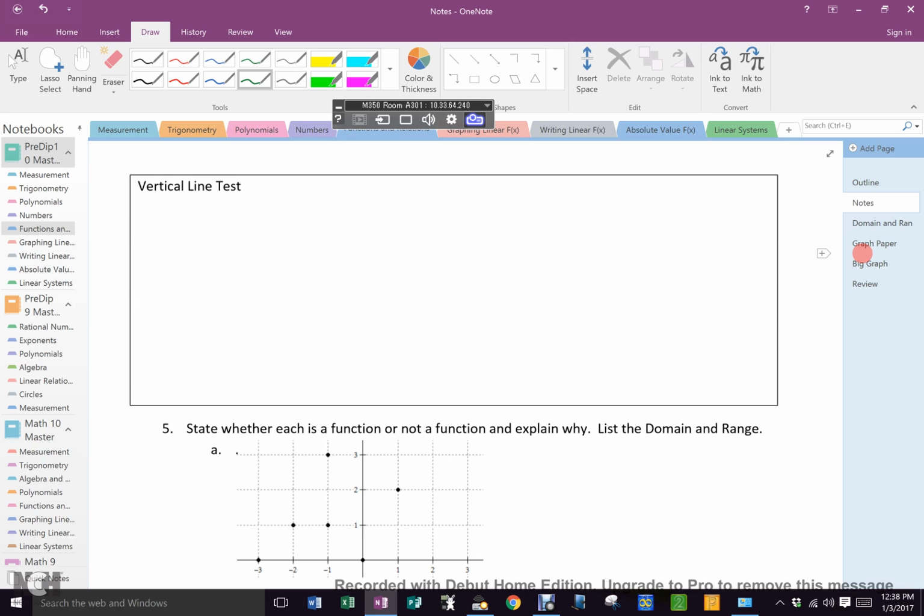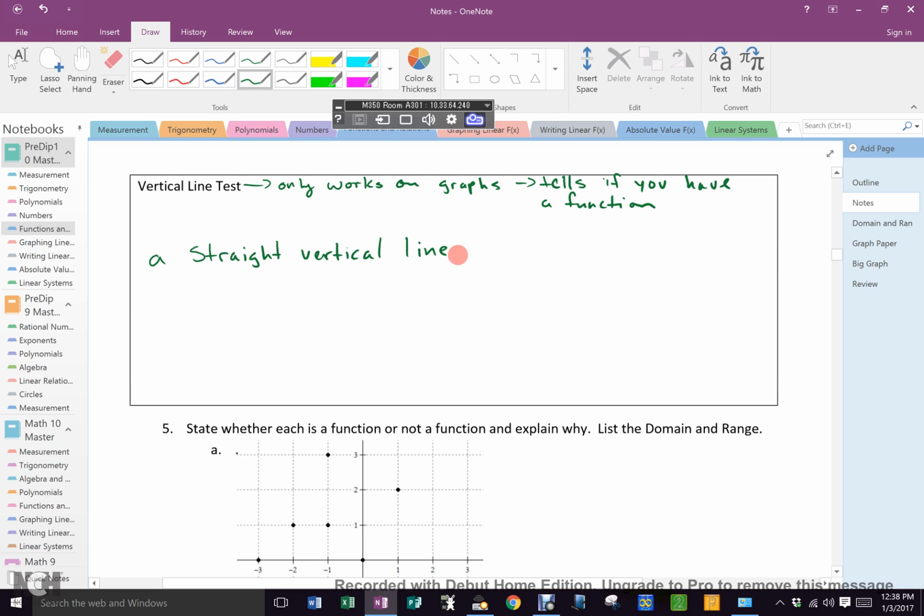The vertical line test only works on graphs. Okay? And it tells if you have a function. And here's how it works. A straight vertical line can only hit one spot at any given time. Okay, I'm going to let you write that down.